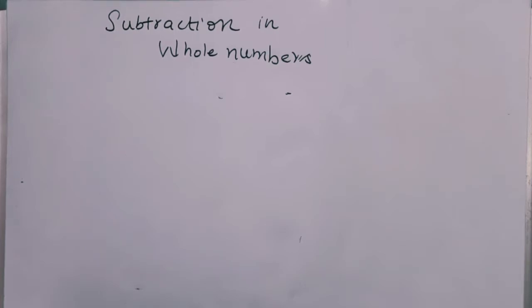So if a and b are two whole numbers such that a is greater than b or a is equal to b, then a minus b is a whole number. Otherwise subtraction is not possible in whole numbers.